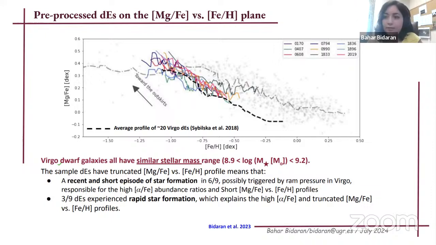And as I explained earlier, the high alpha over Fe and lower metallicity for 6 of them is because of the early processing in the Virgo. For the other 3 of them, it is because of being pre-processed in a different environment or whatever reasons. But I wanted to show this plot because I think this is the time that we go back to this, and there's a lot of potential to this plane.